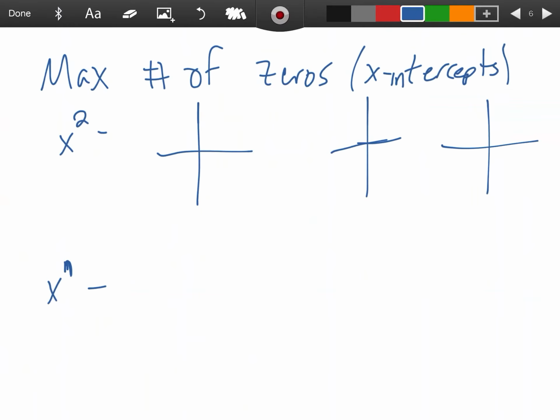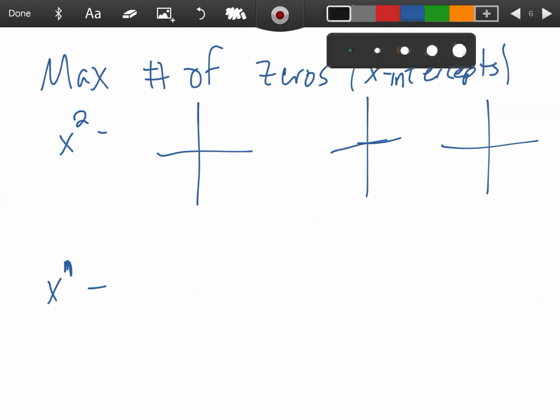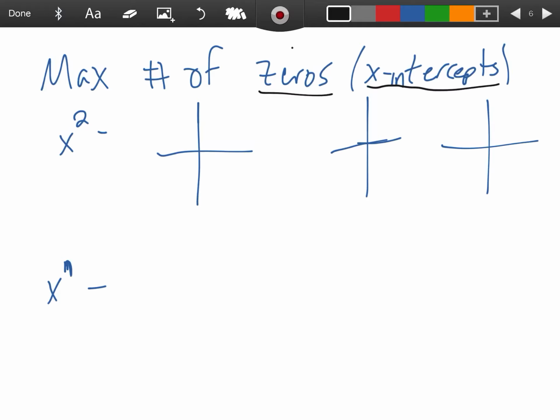And lastly, we are going to look at the max number of zeros a function can have. Remember that zeros is the same exact thing as x-intercepts. X squared could have 2 of them. It could also have just 1 of them if its vertex lies right on the x-axis. So this one has 2, the second one has 1, and the last one actually could have 0. We saw some where the vertex is up above the x-axis and it opens up. Well, that one has 0.